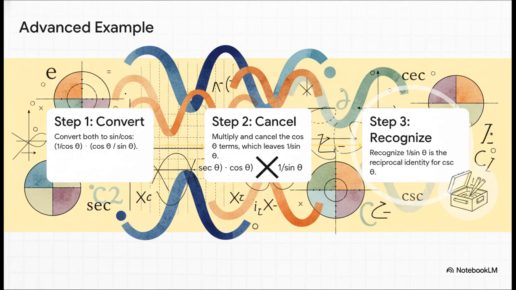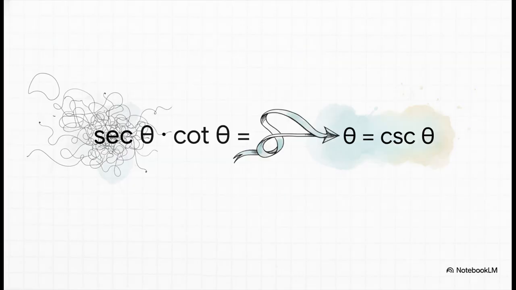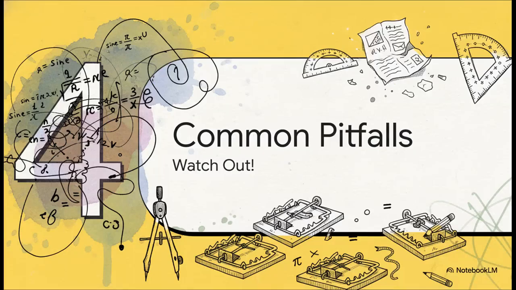When we multiply them, you can see the cosine on the top cancels out the cosine on the bottom. We're left with 1 over sine. And wait a second, we know what that is. From our toolkit, that's the reciprocal identity for cosecant. And there is our final answer. That complicated-looking expression simplifies all the way down to just cosecant theta. How satisfying is that?